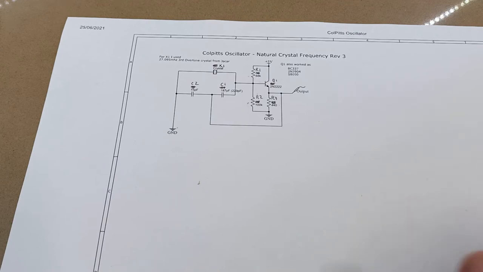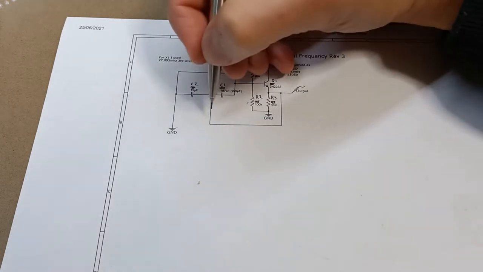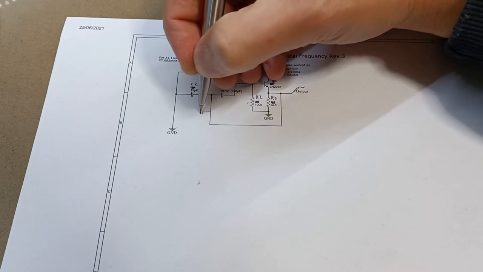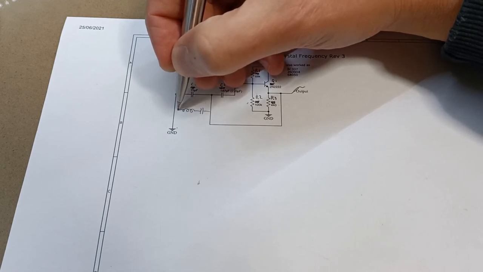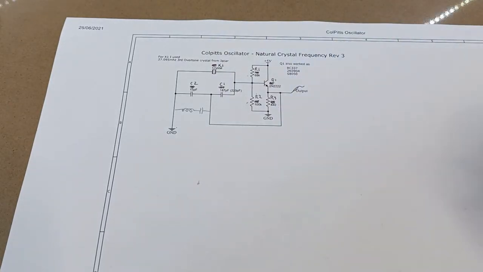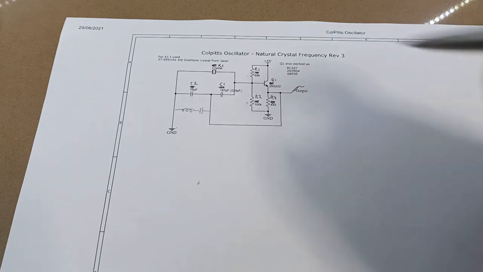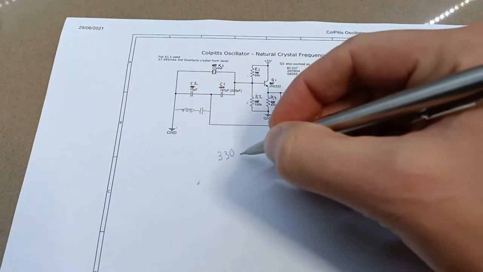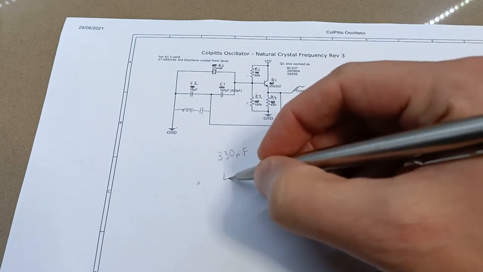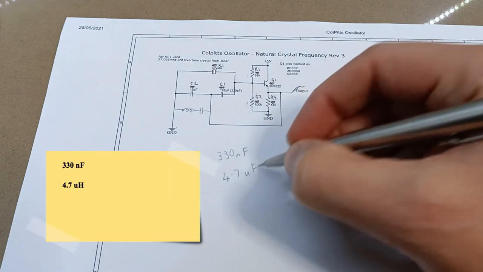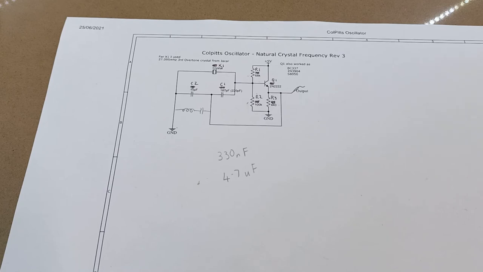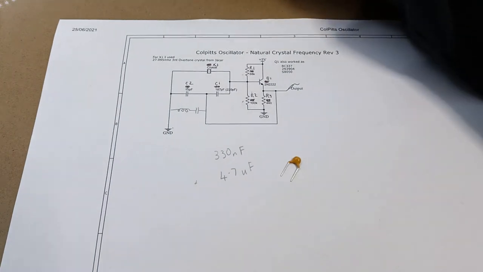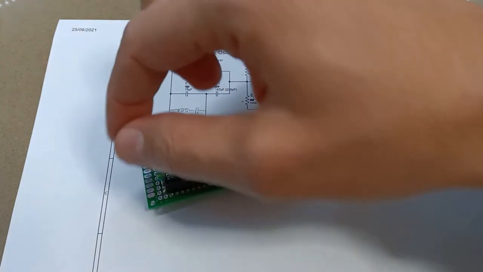The way we're going to get the crystal to oscillate on the overtone is we're going to add another capacitor here. And we're going to add ourselves an inductor here. And the values that we're going to use for this are 330 nanofarad and 4.7 microhenry. The correct value for this capacitor and inductor you could calculate, but basically what I did is I just took the 330 nanofarad capacitor and then tried a whole series of different inductors.